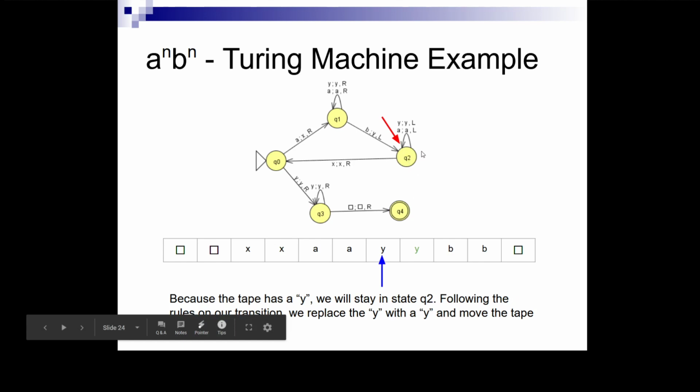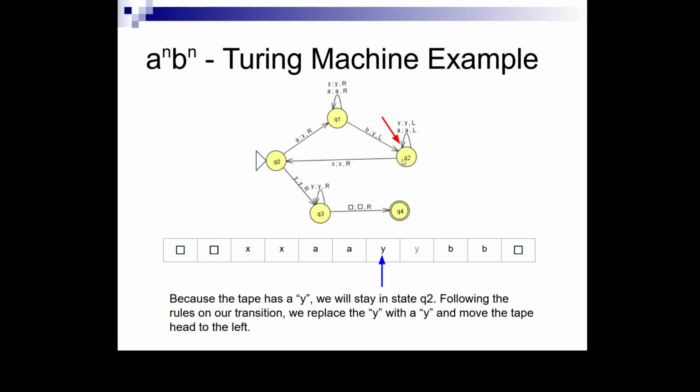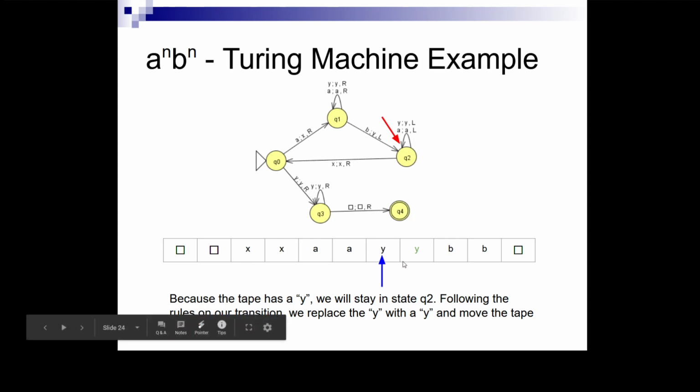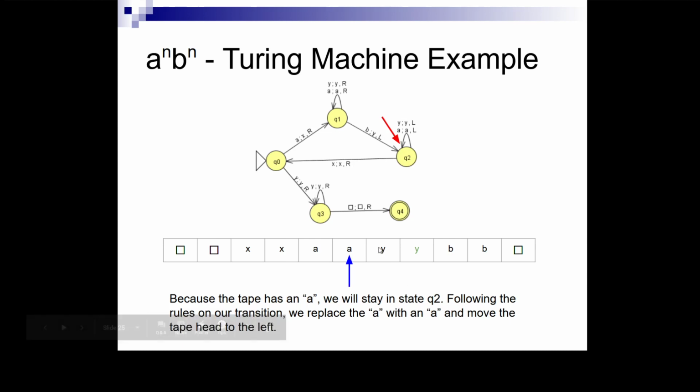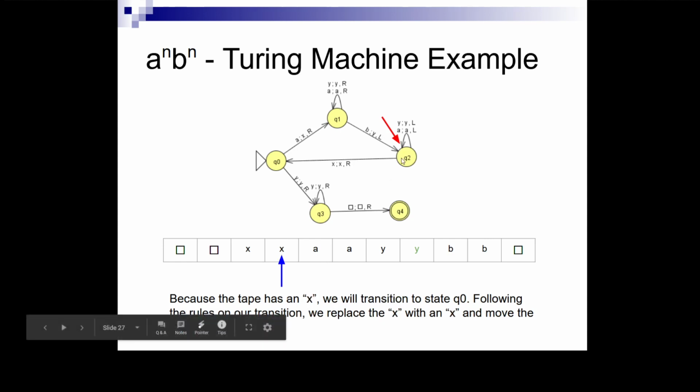So we've done that. We found the B, replaced it with a Y, and now we're in state Q2. From state Q2, anytime we find a Y or an A, we move back to the left. So let's bounce on back. Leave Y alone, leave the A alone, leave the A alone, and now we hit an X. Well, when we find an X, we leave it as X, but move to the right, and transition to state Q0.